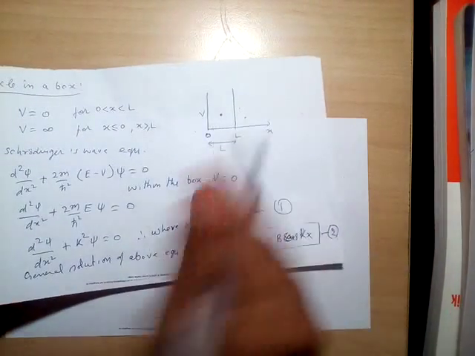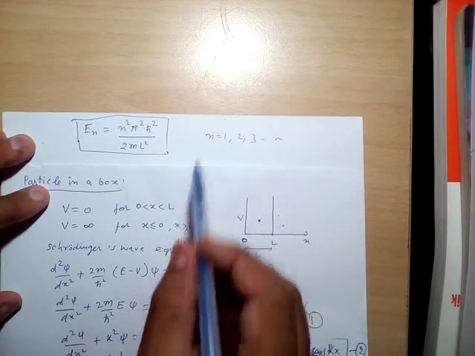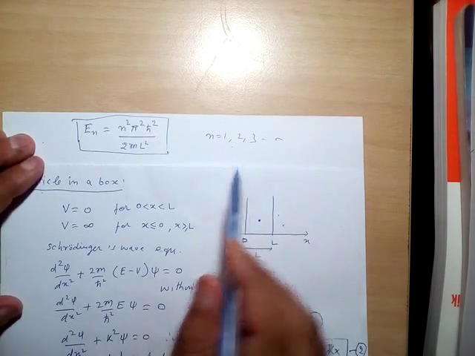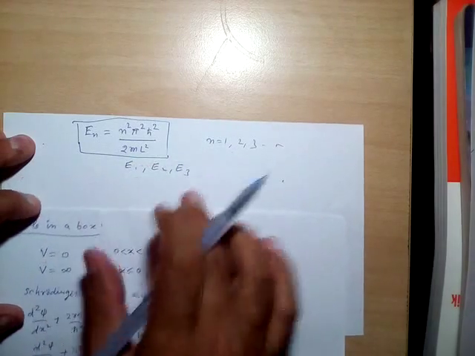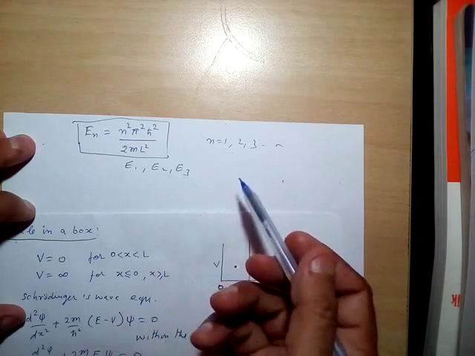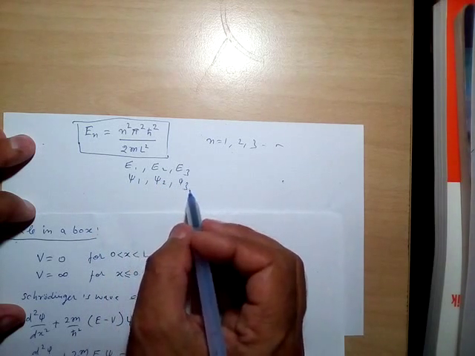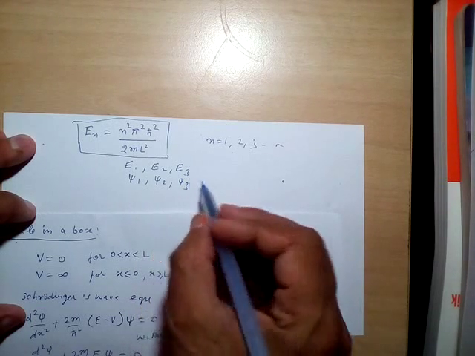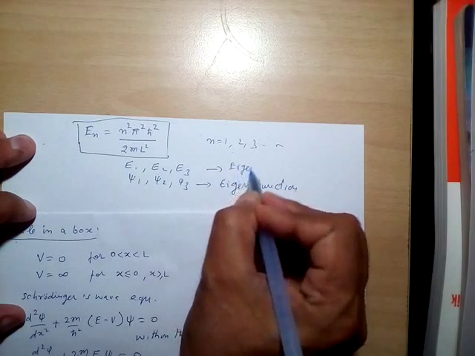So the energy is discrete, and each permitted value of the energy is called an eigenvalue of the particle. E1, E2, E3 constitute the energy levels of the system, and the wave functions corresponding to each eigenvalue are called eigenfunctions.